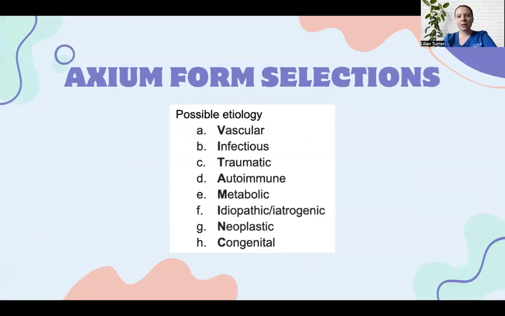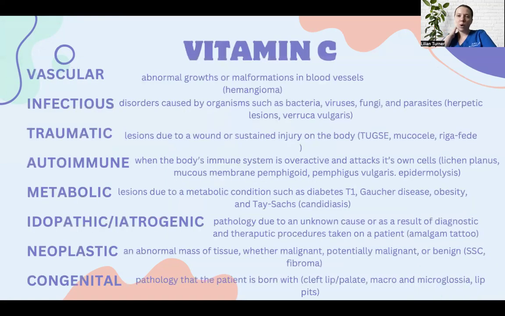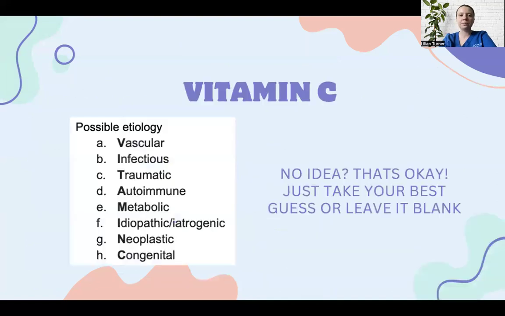Then the last question is going to make you think a little bit. I will be categorizing all these lesions into one of these buckets. So we have the vitamin C bucket, which is vascular, infectious, traumatic, autoimmune, metabolic, idiopathic, neoplastic, or congenital. And here's what I mean when I ask, is a lesion vascular or is a lesion metabolic? This gives us a little bit more of a narrowing down so we can tell where these lesions are coming from or what the cause of them is.